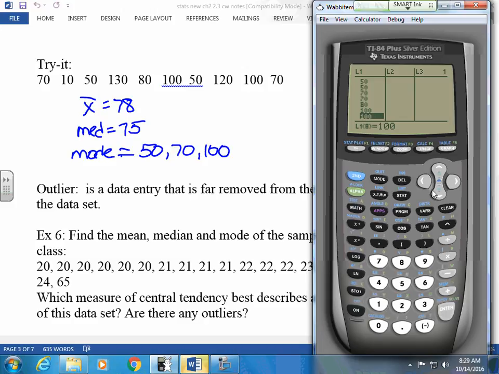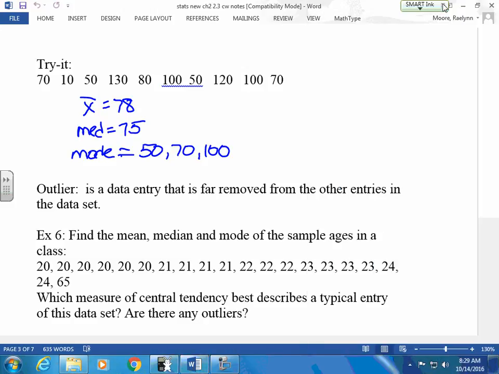So everybody can do this, right? Okay, good. All right, an outlier. An outlier is a data entry that is pretty far removed from the rest of your data. An outlier has an effect on... Okay, so here's my data.